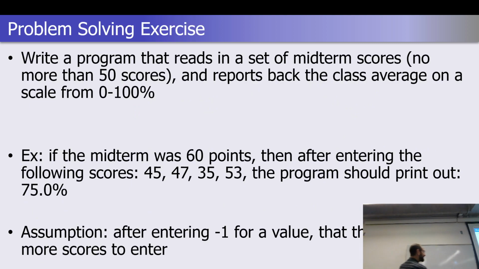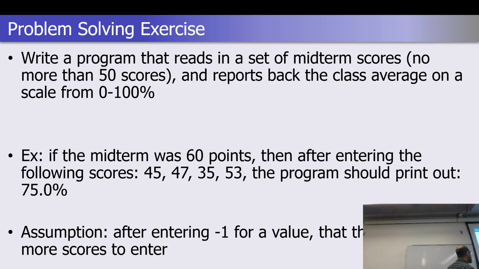So here is today's initial problem solving exercise, and it's written very intentionally, and scoped intentionally to eliminate a little bit of potential ambiguity in the problem. Our job is to write a program that reads in a set of midterm scores. Fortunately, it's not corresponding to this class. We don't have midterm scores. No more than 50, and it reports back the class average on a scale from 0 to 100%. So you read in a certain number of midterm scores, and once you're done, you report back out the class scored this percent average on the midterm.